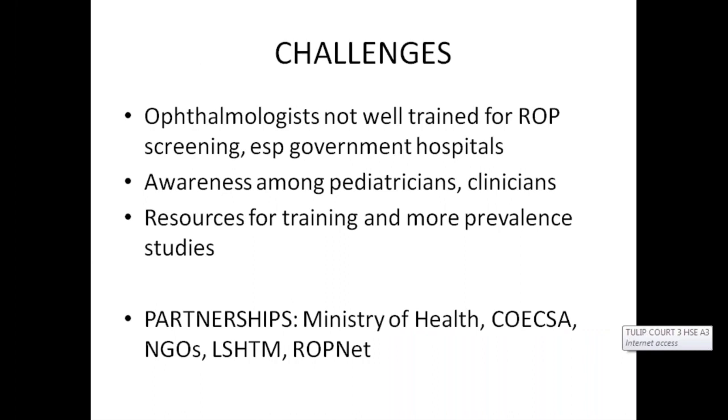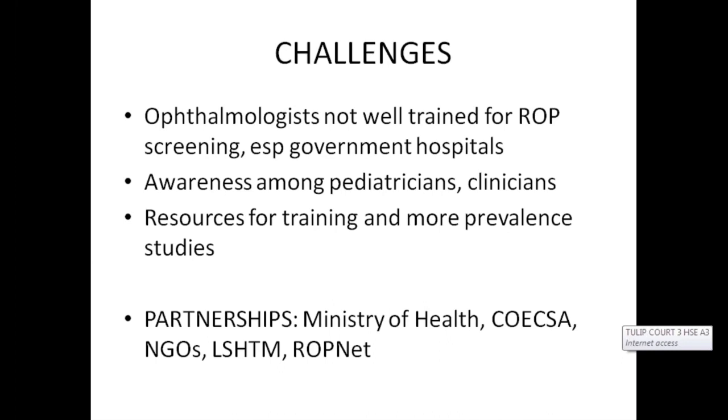So the challenges that we are facing right now is that not all ophthalmologists are well trained in screening and treatment of RoP, especially in government hospitals. This is because the hospital residency training program only began screening 3 to 4 years ago. So those who are newly graduating had some exposure to RoP screening, but not everyone has this training.